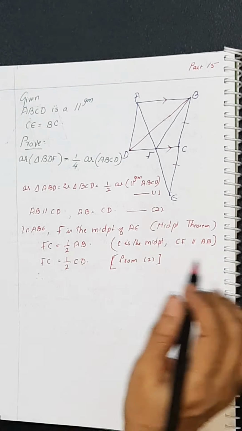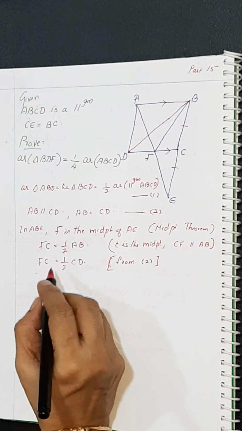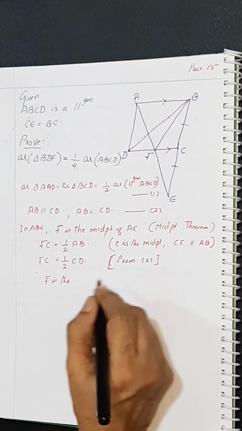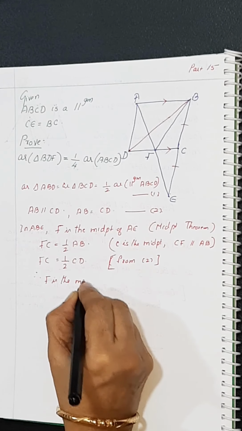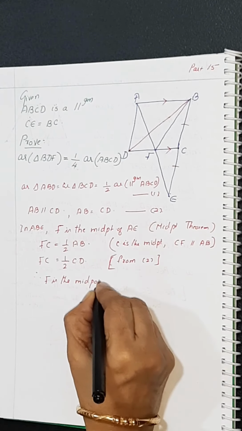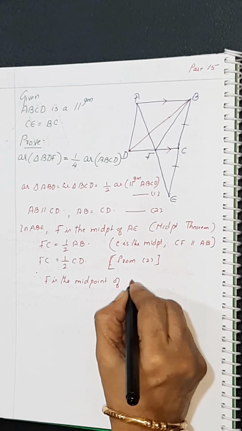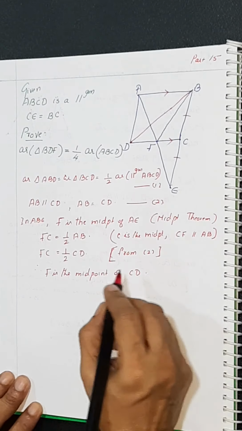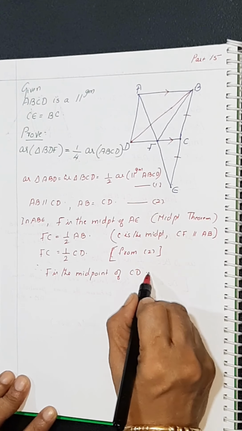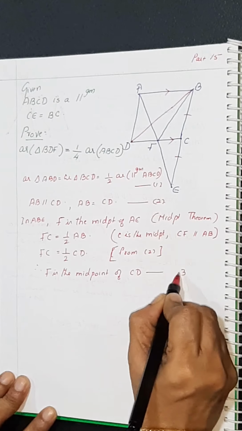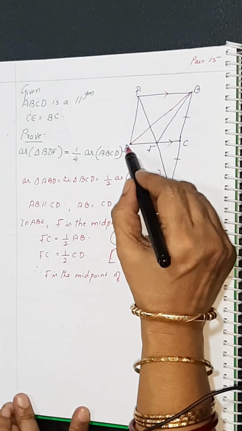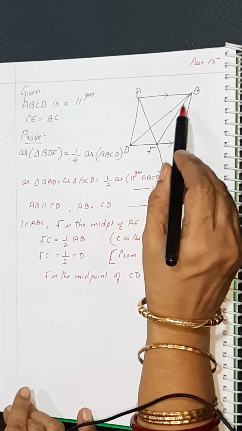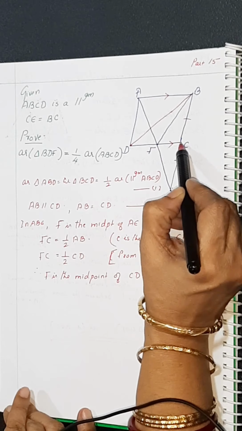So then F is also the midpoint of CD. Therefore, we can say F is the midpoint of CD also. This is 3. Now F is the midpoint of CD, so we will consider this triangle DBC.